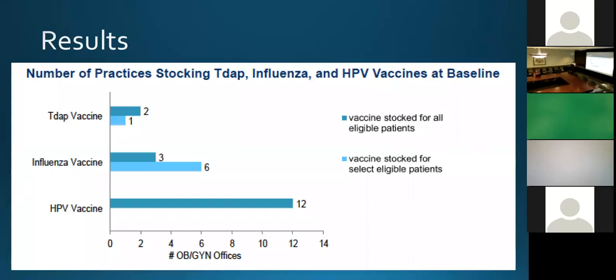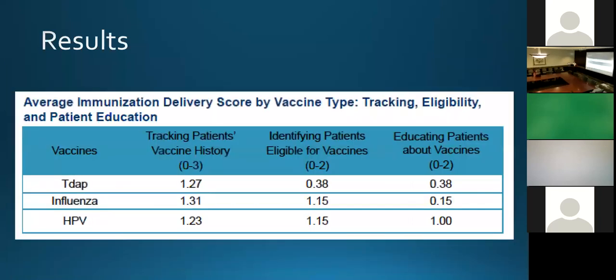So here are some brief results. You can see that everybody stocked the HPV vaccine, and there was a lot of variability in terms of the other vaccines, whether it was stocked for all patients or just for eligible patients. And then these are some sample results from the immunization delivery score. Remember, higher numbers are better, meaning more comprehensive immunization delivery techniques. You can see there was some variability between the various vaccines in the different types of activities we were assessing. This one is for identifying patients, tracking their history, and education.